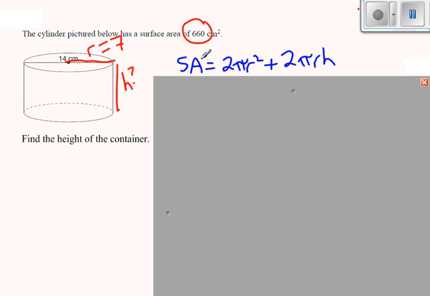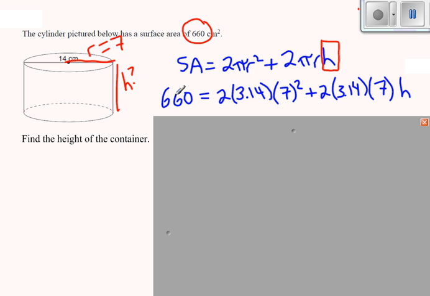So substitute in 660, 2 pi 7, 2 pi. So really, the only thing I don't know is the h. Everything else has a numeric value. So substituting in, I get surface area 660 equals 2 times pi times radius squared plus 2 times pi times radius. And again, there's my unknown h. So what I have is an equation with only one unknown value, h. And all I have to do is solve or isolate for h.